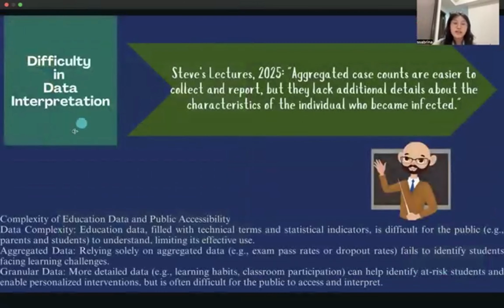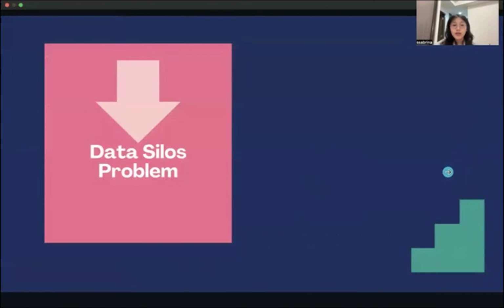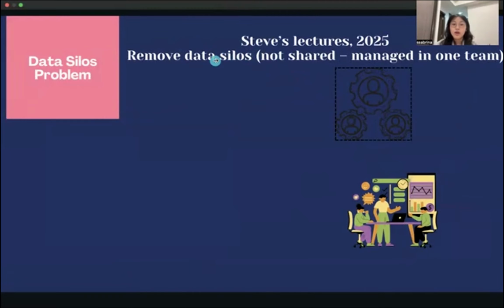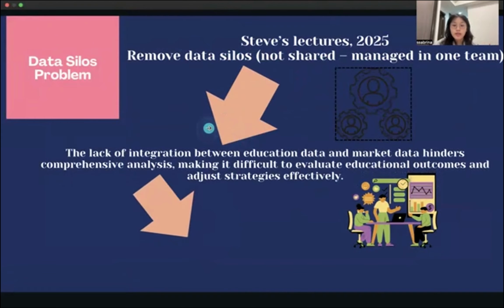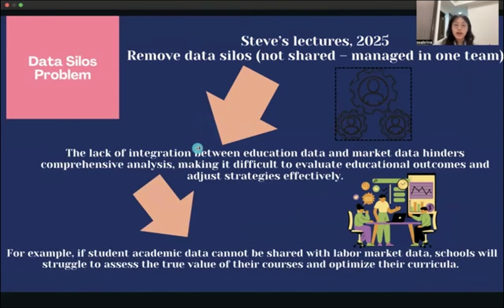The third one is the difficulty in data interpretation. Steve talks about how educational data can be too complex for the public to understand. Parents and students often struggle to interpret the technical reports, limiting the data's usefulness. And here is the final one, the data silo problem. Removing the data silos, not only sharing but managing in one team. What does it mean? For example, students' performance data may be shared with the employment market.